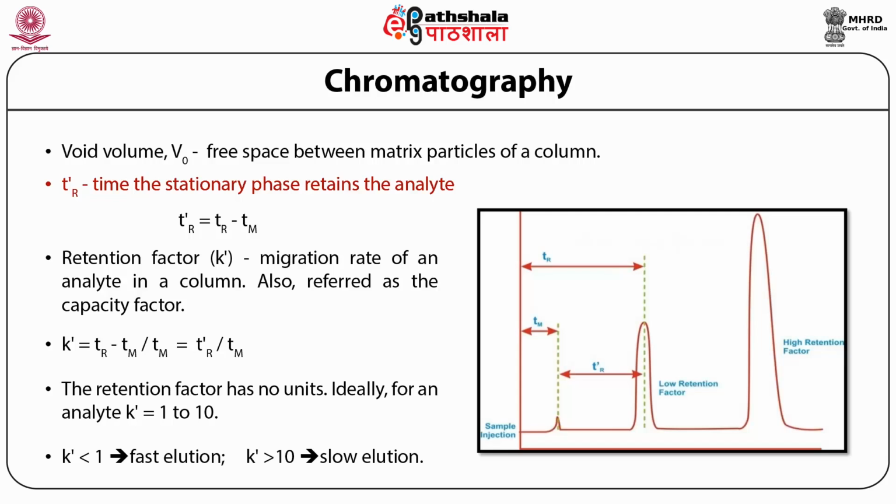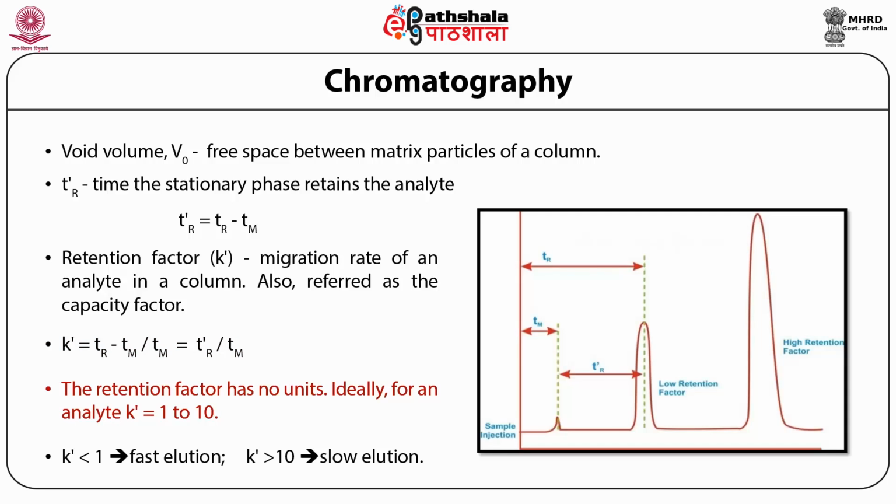The second component, the adjusted retention time TR', is the time stationary phase retains the analyte. It is represented as adjusted retention time equal to retention time minus dead time. So TR' is equal to TR minus Tm. Another term, retention factor k', is used to describe the migration rate of an analyte in the column. This is also referred to as capacity factor, and it can be expressed as k' equal to TR minus Tm divided by Tm. TR is retention time and Tm is dead time. So if you subtract dead time from the retention time, you get adjusted retention time divided by Tm, that is dead time. The retention factor has no units.